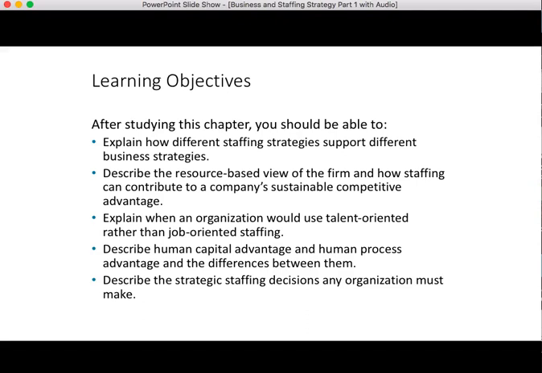We're going to talk about the difference between talent and job-oriented staffing, and specifically why talent-oriented staffing is the goal, or should be the goal for organizations. We'll talk about human capital advantage and human process advantages and what's the difference between the two. And lastly, we'll address the variety of strategic staffing decisions that organizations need to make. This lecture is broken down into 2 mini videos, making it a little easier to manage the information in small chunks.